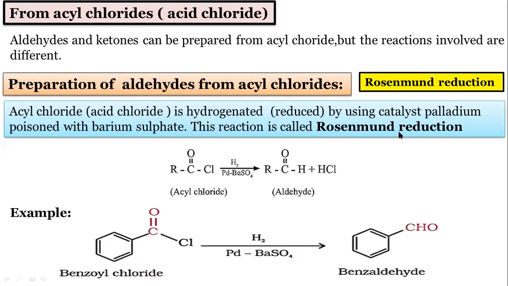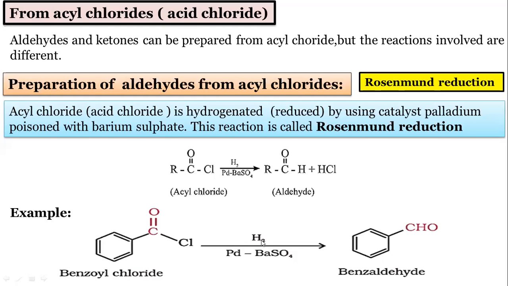the Rosenmund reaction. We can use aromatic acyl chloride or aliphatic acyl chloride. By using this catalyst, we get RCHO. This is the name reaction discovered by the scientist Rosenmund. One example is given here, benzoyl chloride. This is benzene and COCl, which is benzoyl. This benzene and CO is benzoyl, and this is benzoyl chloride.